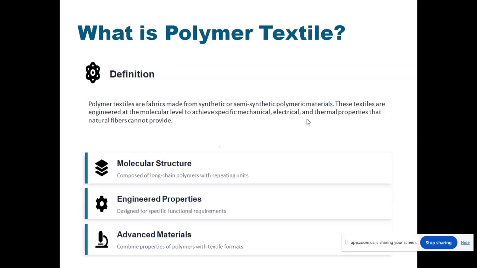People are now starting to do research in this domain. So those who are interested in the RF domain can go for this type of research also. The molecular structure is composed of long chain polymers and repeating units. Engineering properties are designed for specific functional requirements and advanced materials.